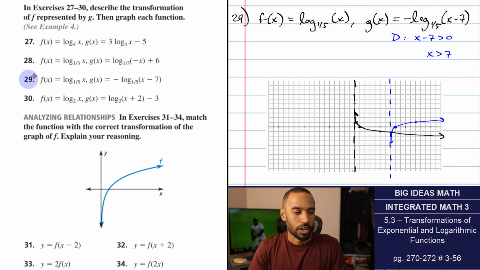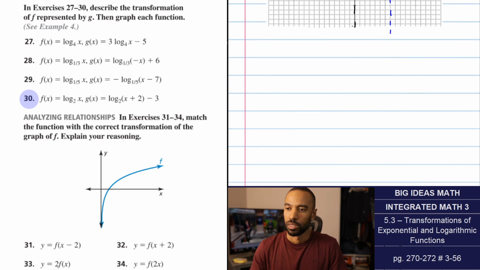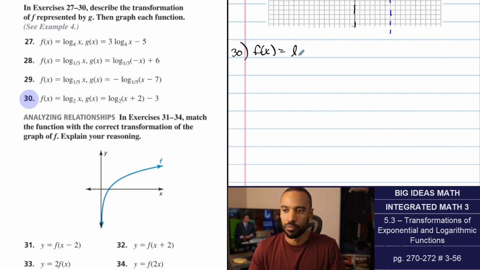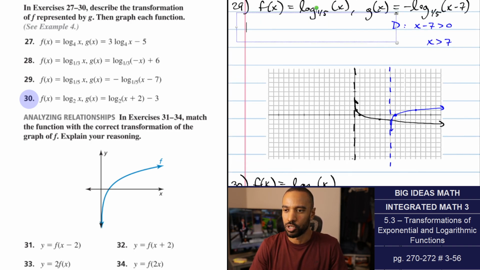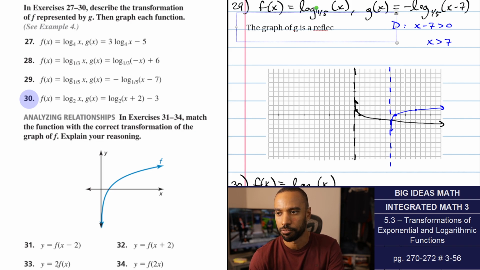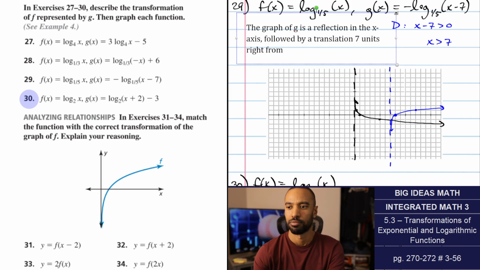Okay, last one for these log graph things, number 30. F of x equals log base 2 of x. Okay, this one's the most normal one. And G, oh, did I describe this one? I'm sorry. Let me first describe this one. The graph of G. I got so hung up on the other explanation. Graph of G is a reflection in the x-axis, followed by translation 7 units from F. Okay.